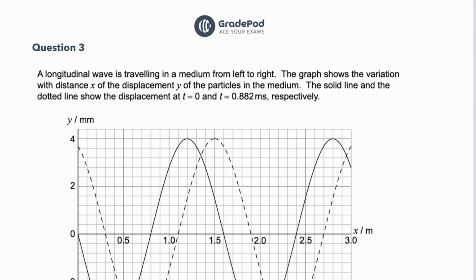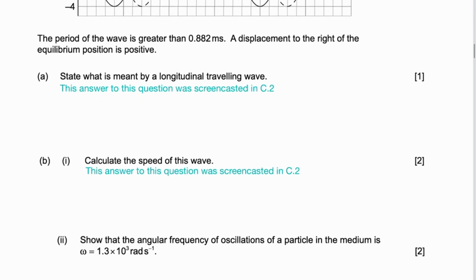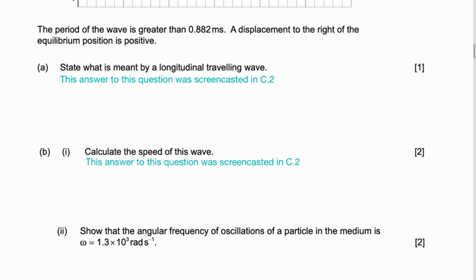Question 3 is a distance displacement graph of a longitudinal wave. We've actually answered the first two questions of this in C2, so we'll head down to B2 right now and start answering the rest of the questions. Show that the angular frequency of oscillations of a particle in the medium is omega equals.